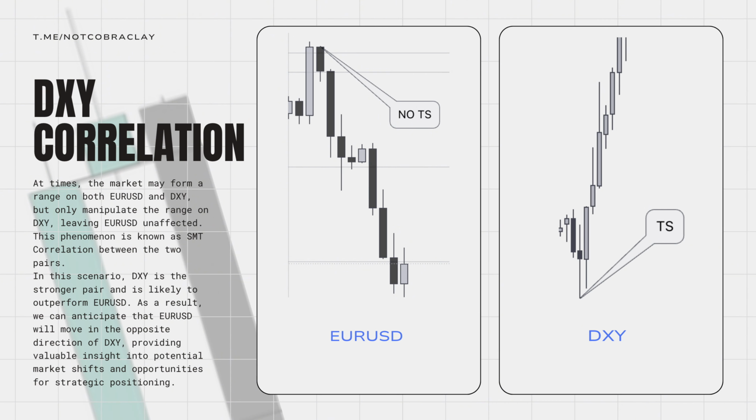Here you see Monday forming a range, Tuesday not turtle souping EU's high, but Dixie turtle soups the low and then pushes to the opposing end of the range, where you could have entered also for sells in EU if you use the correlation. That's simply it for this episode.